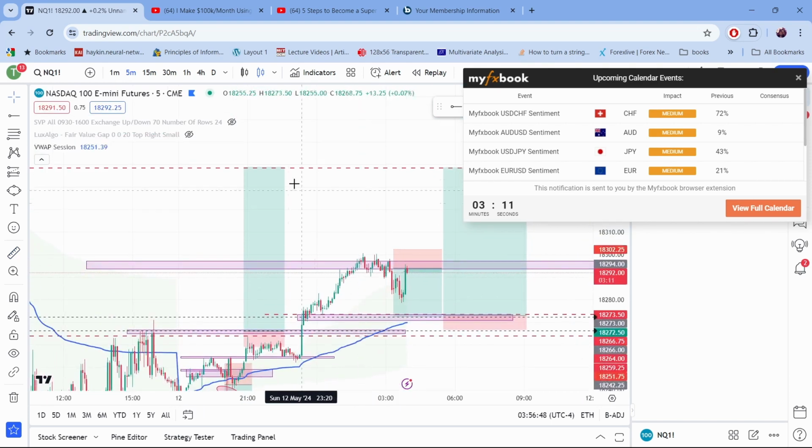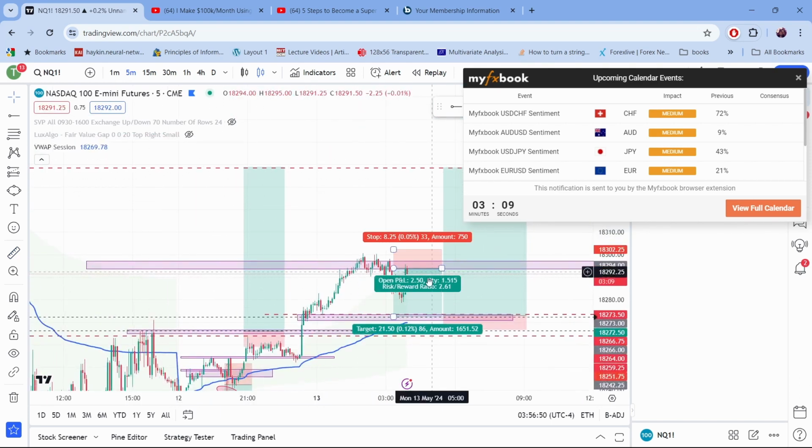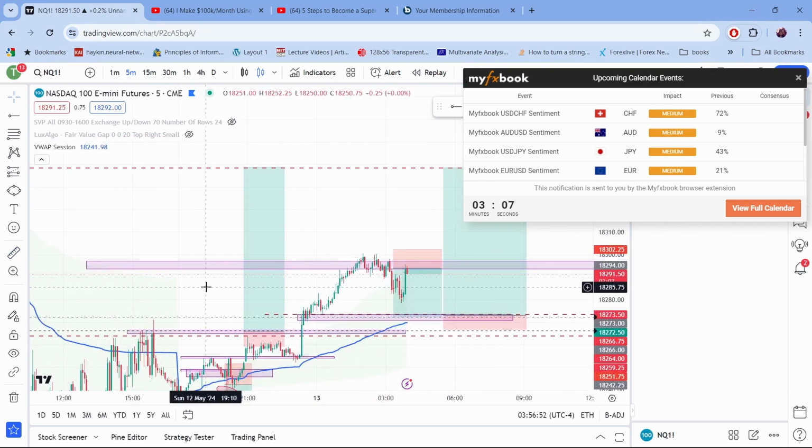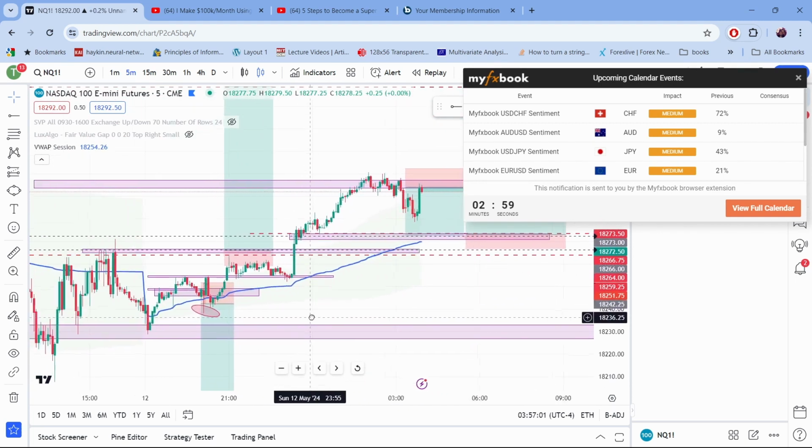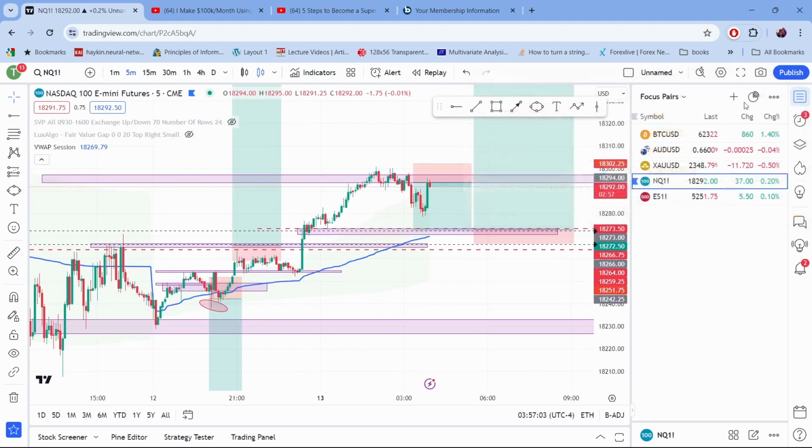I was targeting this high originally, which I think we can get during the New York session from 9:30 maybe to 11. But it happens. We're not gonna complain, we're not gonna bitch about it.